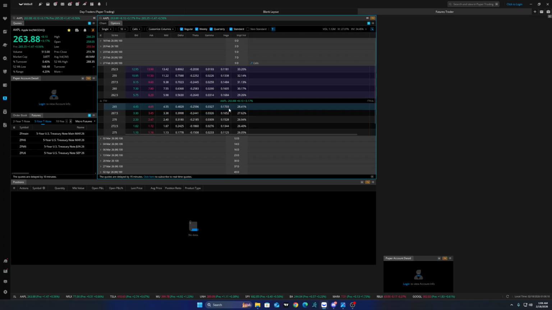So if the Vega is 0.17 and our IV is 28%, if the IV moves up to 29%, our Vega will add on to our contract, so it will be plus $17. Remember, guys, we're multiplying by 100 for the contract. So if we move up 1% from the IV, we make $17. If we move down to 27%, then we lose $17. So yeah, that's basically that.